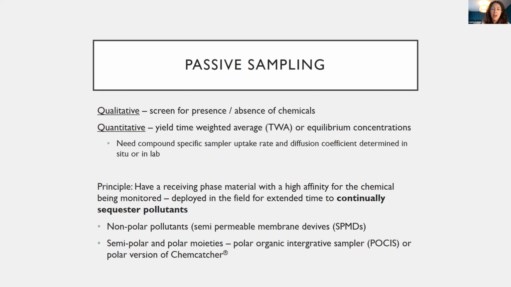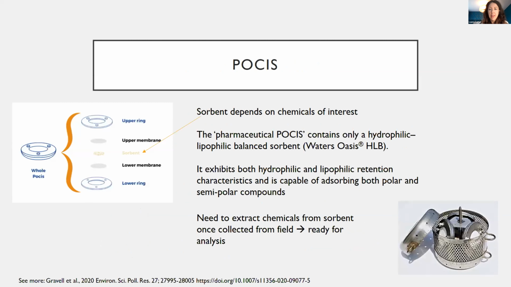So a polar organic chemical integrative sampler, or POCIS, has been really well used for studying the presence of pharmaceuticals in the environment. And this is a relatively low cost device. It's non-mechanical and it's quite simple in design. So this slide just shows the concept of POCIS in a bit more detail.